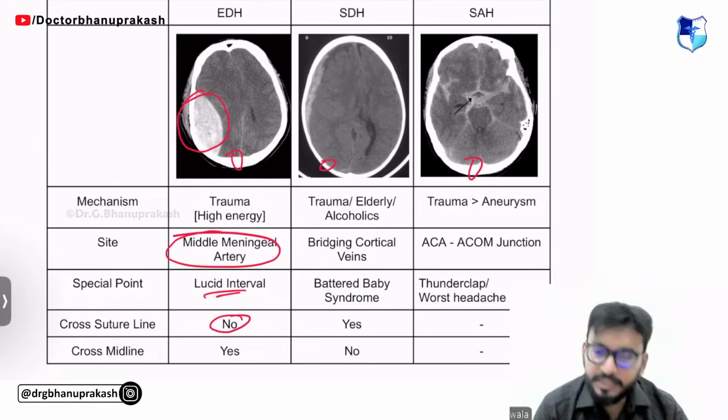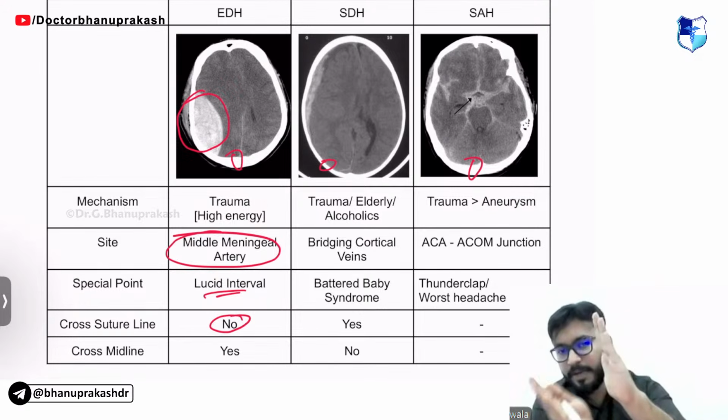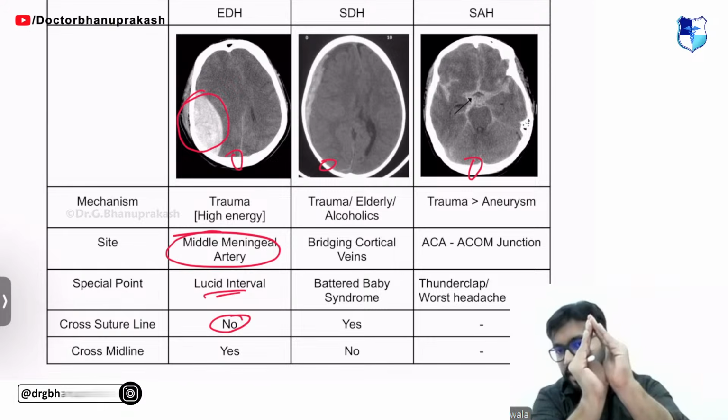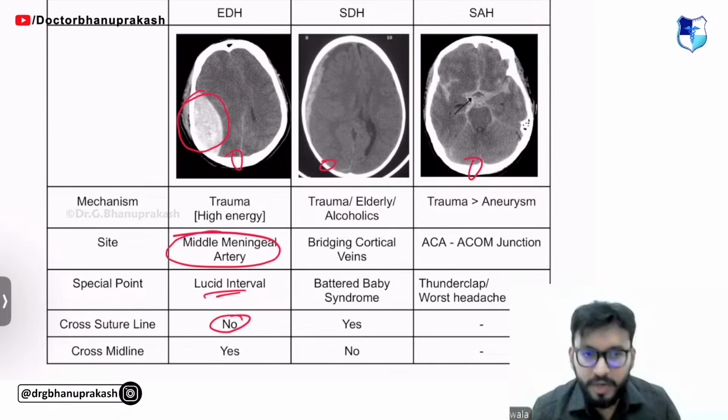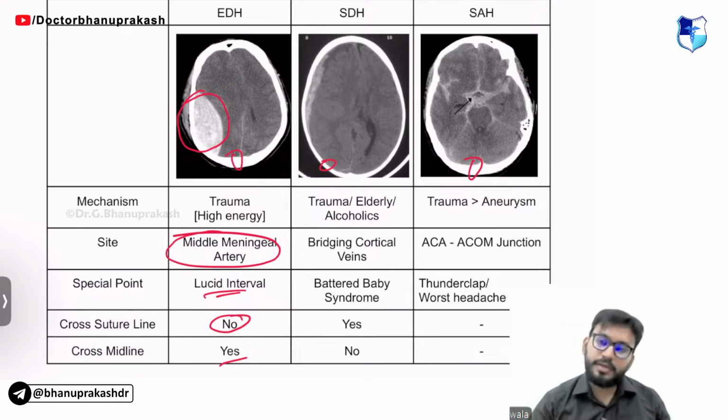Can it cross the suture lines? No, it cannot. Why? Because the dura mater is attached to the suture lines. If the bleeding is above the dura, do you think it can break the dura and cross the suture lines? No, it cannot. But can it cross the midline? The answer is yes.